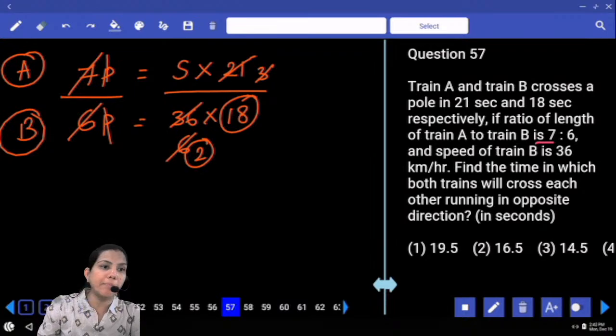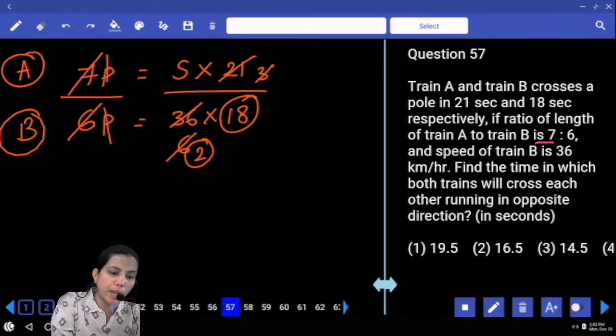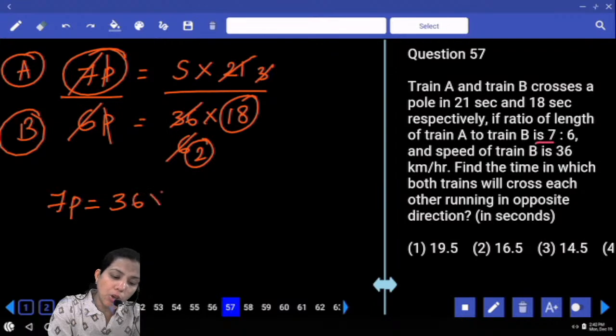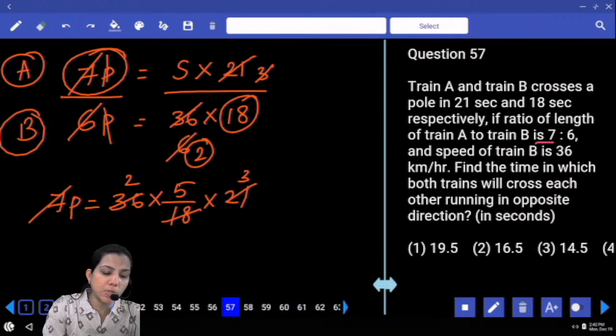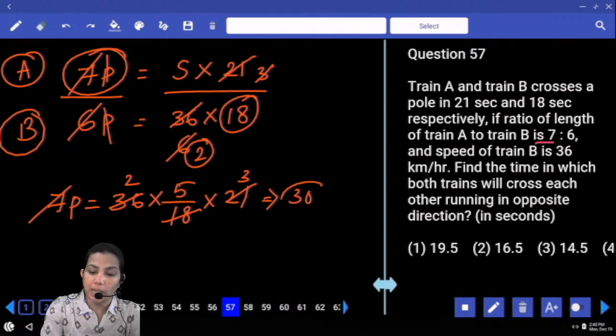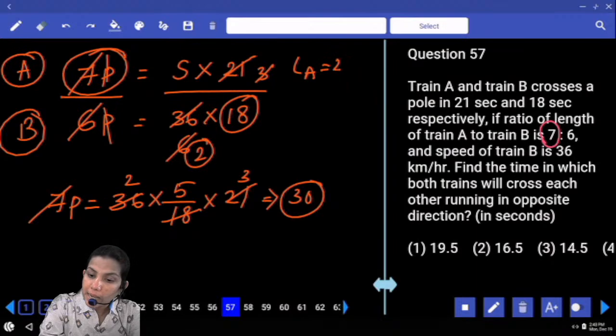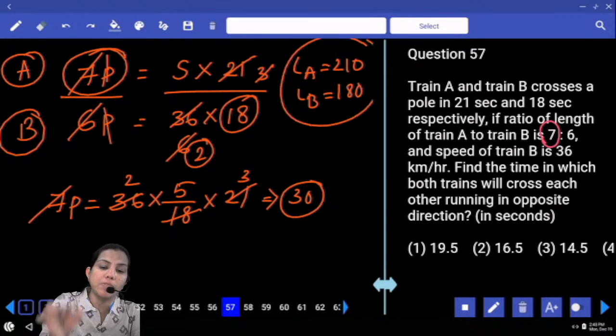And your question is find the time. Time kavalante length kuda must and should telsi undali. But length teliyadu kabatti length find out chestunna. Statement 1. Length of the first train, 7 parts, is equal to speed value. 36 kilometer per hour to meter per second, 5 by 18 into 21. 18 exactly 2 times and 7 exactly 3 times. So finally, one part value is equal to 30. That means what is length of the first train? 210. And the length of the second train is equal to 180. Length of the first train 210, length of the second train 180.